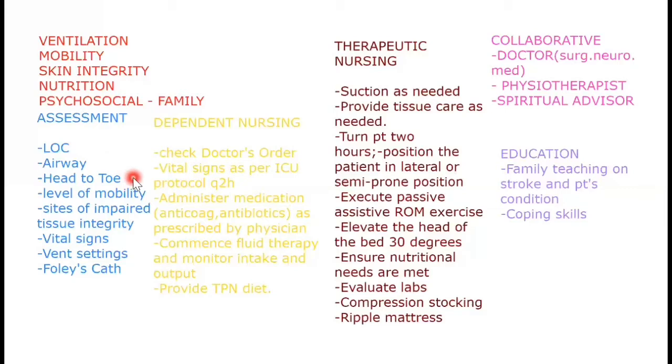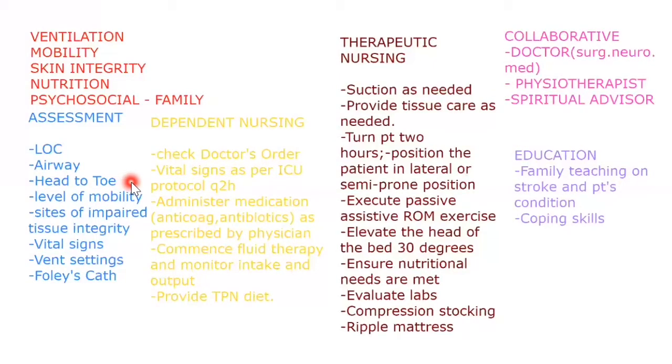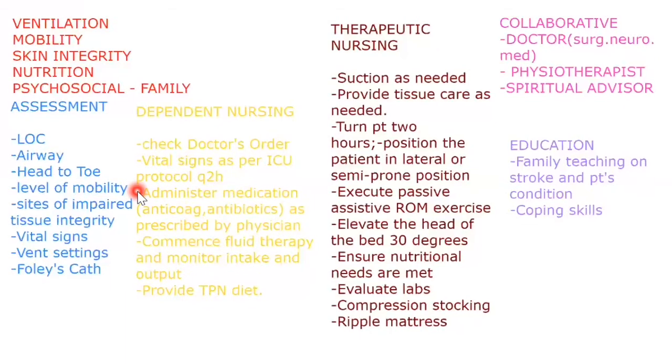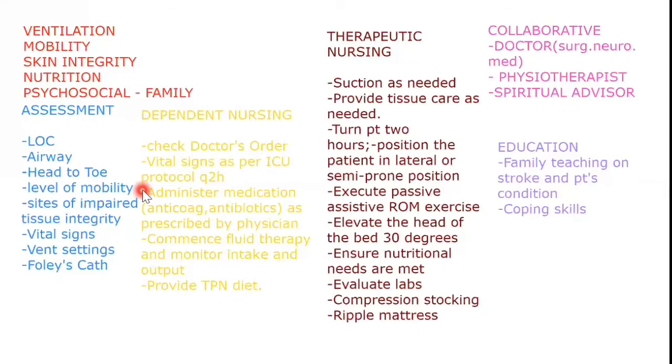We must conduct a complete head-to-toe assessment of Mr. K. We want to inspect, palpate, and auscultate our patient, looking specifically for any complications that may be occurring with our patient. We want to look for signs of edema, any signs of skin breakdown. We want to make sure that we completely assess our patient and that we don't miss anything. Level of mobility is also assessed. We know Mr. K is bedridden, and in his comatose state, he is unable to move. He also has right-sided hemiparesis.